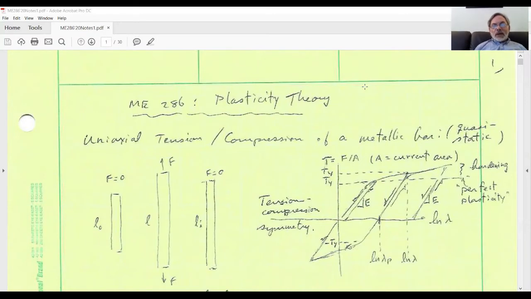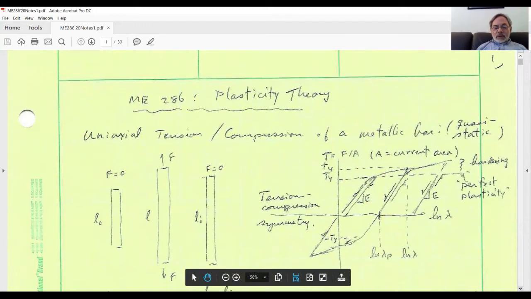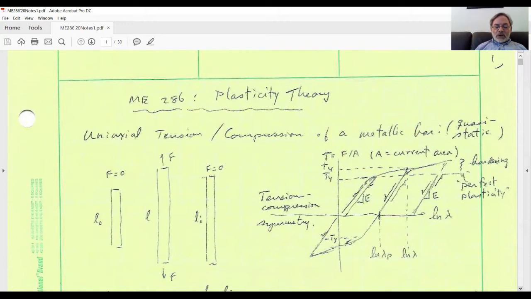Welcome to ME 286, Theory of Plasticity. My name is David Steigmann, Professor David Steigmann in the Mechanical Engineering Department. This course is dedicated to the modeling of plasticity in metallic materials of principal interest in engineering.